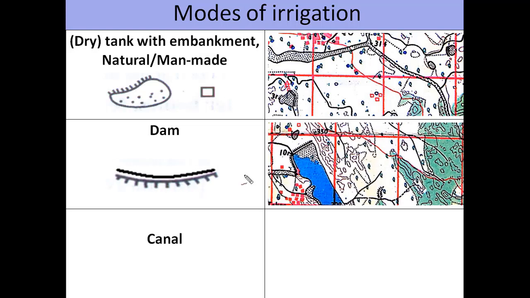A very large dam on a topographical map is shown with the help of this symbol. One can see on the map extract this dam marked over here. The name of this dam is Tokra Dam.